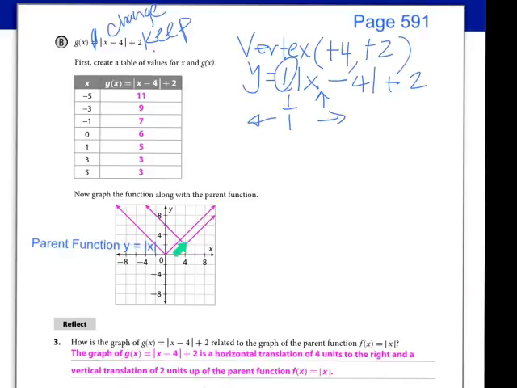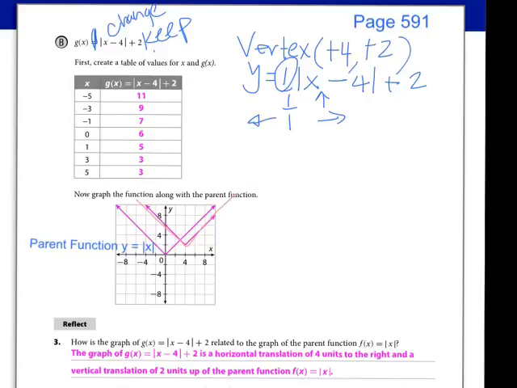So basically what has happened is that this absolute value, which was the parent function, has moved now, or what we call in math translating, 4 units to the right and up 2 units. And now it has moved. And that's why you see two graphs on this graph. But in reality, we were just trying to graph the g of x.